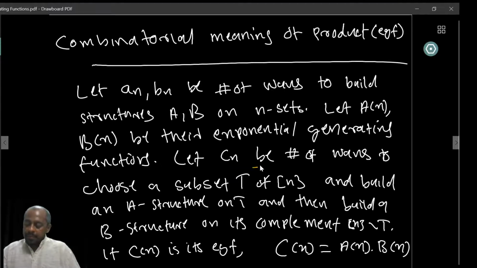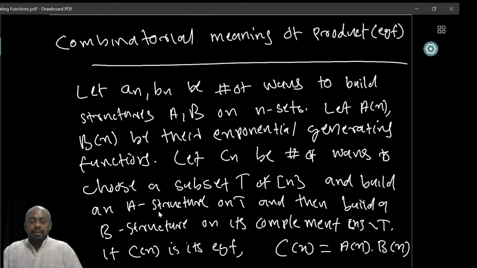Now let's define Cn to be the number of ways to first choose a subset T of 1 to n, and then build a type A structure on this set T. As we select a subset of the set 1 to n, we make a structure of type A on this set T. Then you build a B structure on its complement, n minus T. So if C of n is the exponential generating function, then C of x is equal to A of x times B of x.